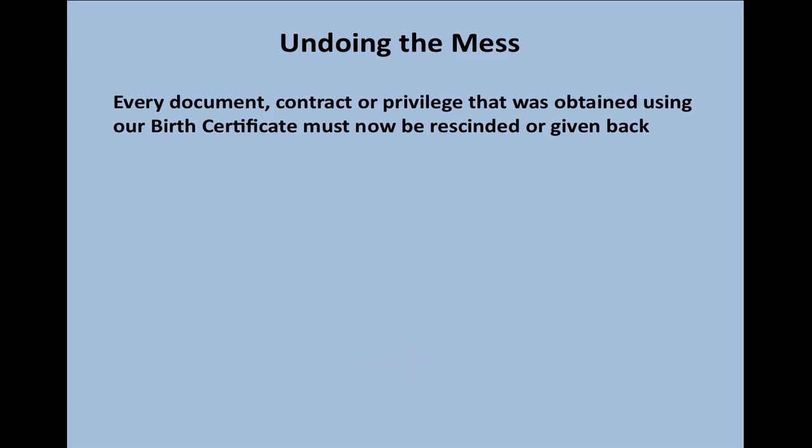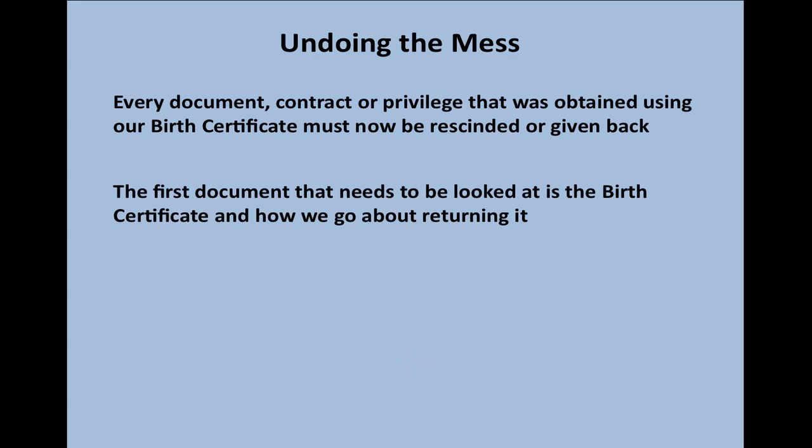Okay, so now we start to undo the mess. Every document, contract or privilege that was obtained using our birth certificate must now be rescinded or given back. The first document that needs to be looked at is the birth certificate and how we can go about returning that, because this is the warehouse keeper's receipt. Now, the bailee in possession is the person that holds this, our property, and so we need to return it to the bailee in possession.